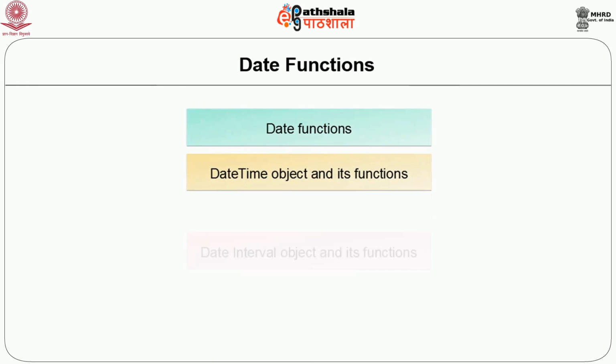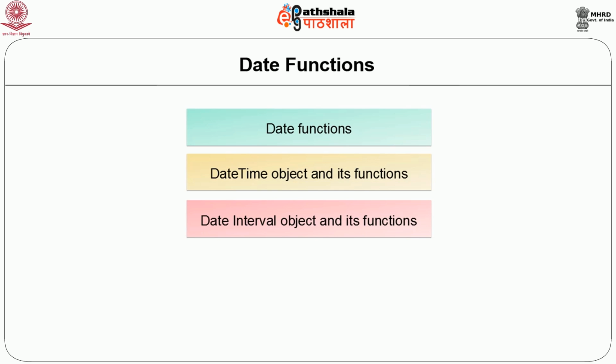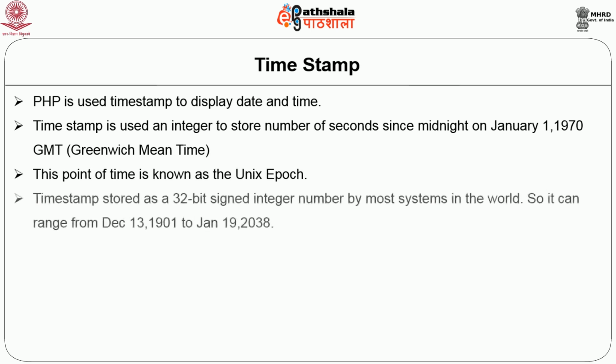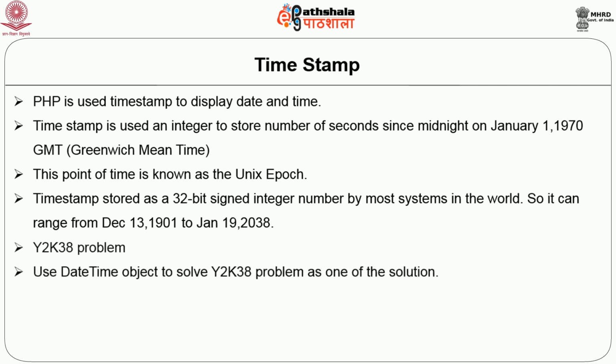Now let's move to the date function. In date function I will cover the date function, the DateTime object and its functions, and the DateInterval object and its functions. PHP uses a timestamp to display date and time. This timestamp is an integer that stores the number of seconds passed since midnight on January 1st 1970 Greenwich time, and this point of time is known as the Unix epoch. A timestamp is stored as a 32-bit signed integer by most systems in the world, so it can store a range of values from December 13 1901 to January 19 2038.